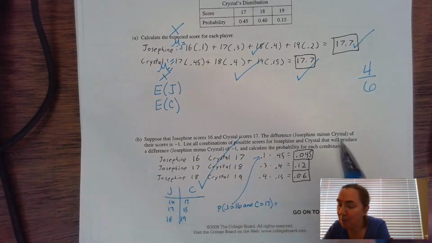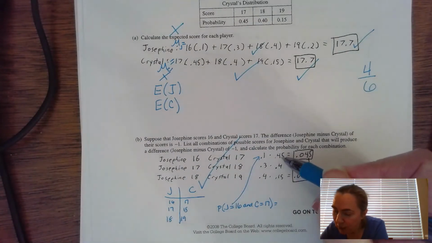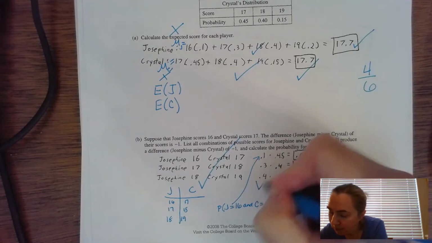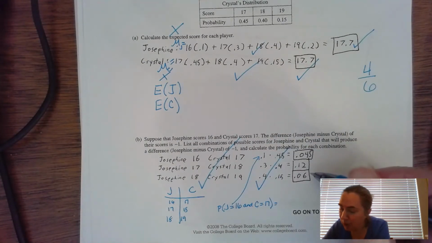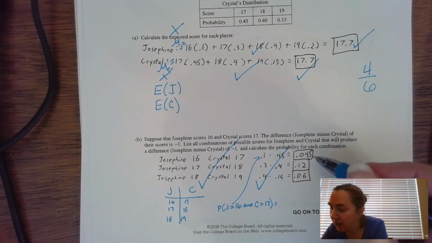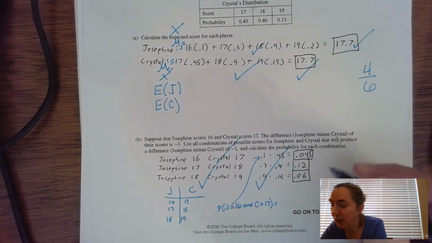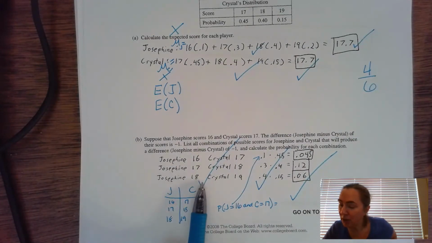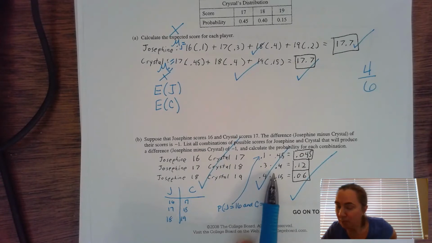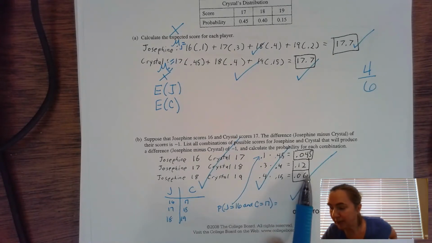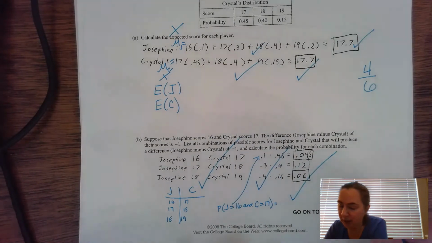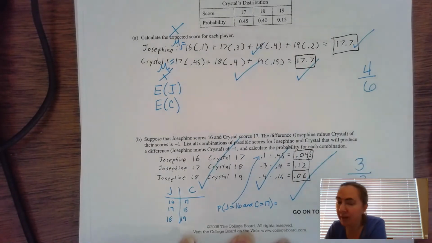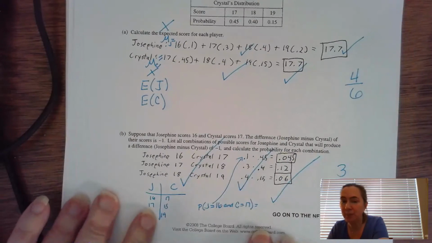And so for this problem, do you have the work for each one of the probability calculations? And then look at your answers. The answers must be right too. For Josephine and Crystal, 16 and 17 is 0.045. Josephine and Crystal, 17 and 18 respectively is 0.12, and the last is 0.06. Check. So you need to make sure you have your list, your calculations, and your work shown, plus the actual answers for those probabilities to get the 3 points for this particular section. So my person has 3 out of 3. They're doing pretty well on this particular problem.